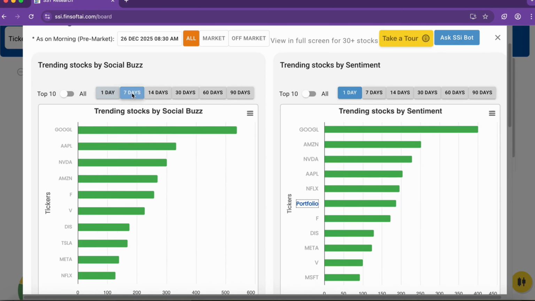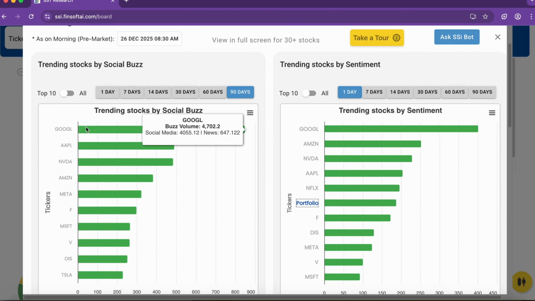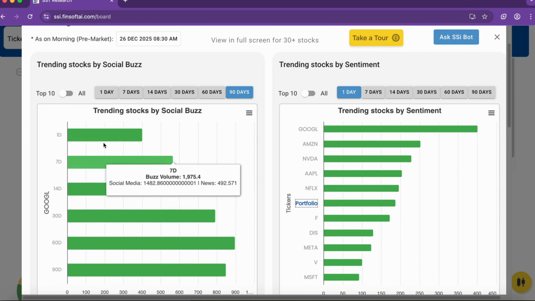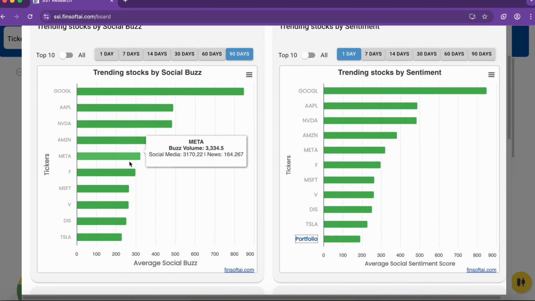Adjust your view across multiple time horizons: weekly, fortnightly, monthly, and quarterly timeframes. Switch to full screen for deeper focus. Click on any stock to get a single stock view across all time horizons.